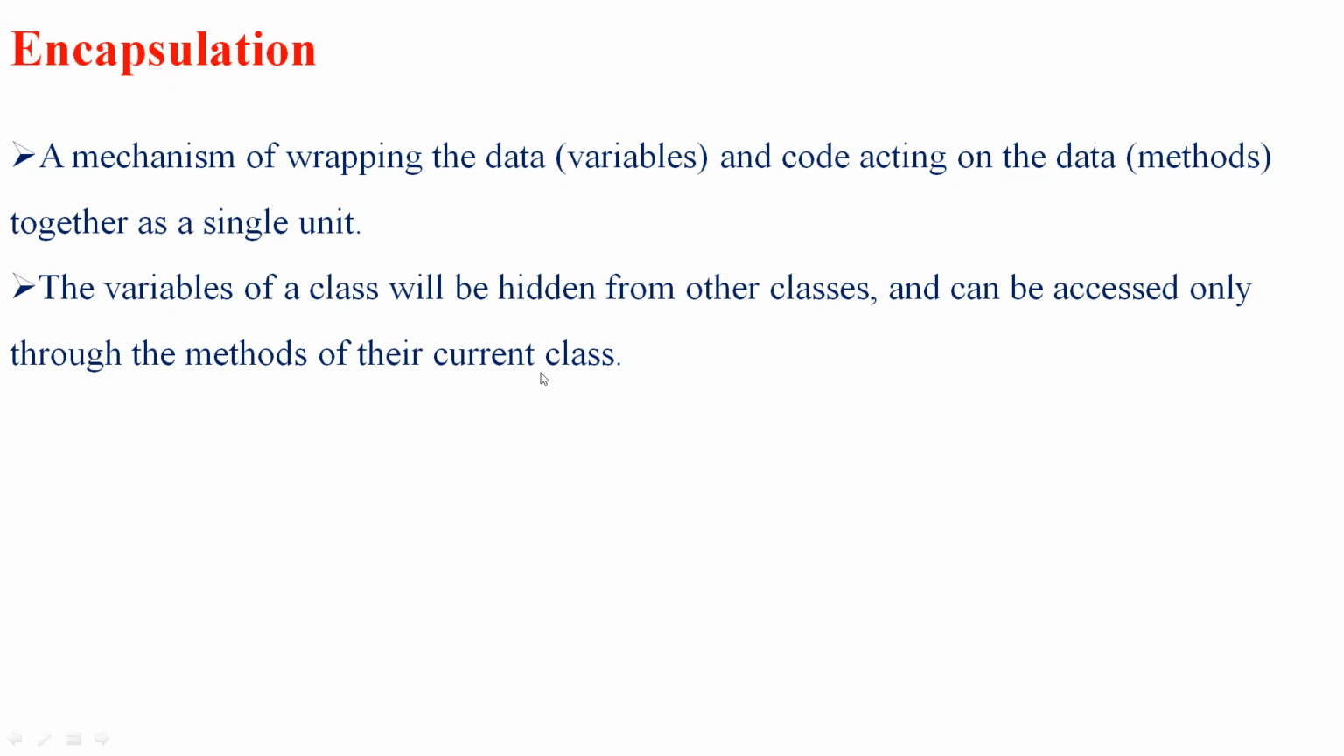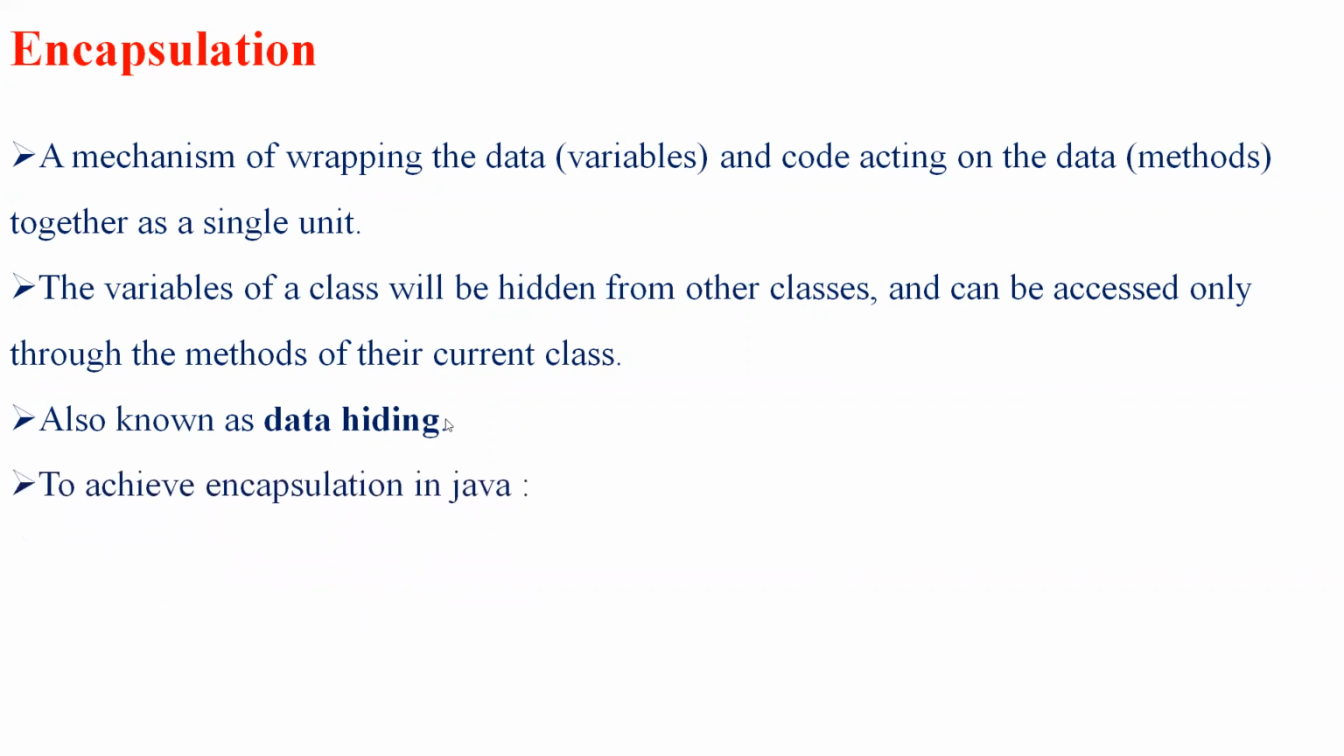So the variables of one class will be hidden from other classes. One class cannot access the other's variables easily. They can only be accessed by using methods. So this encapsulation is also called data hiding. Why do we call this data hiding? Because the other class will not be able to access the data through the private data member. So we call encapsulation data hiding.